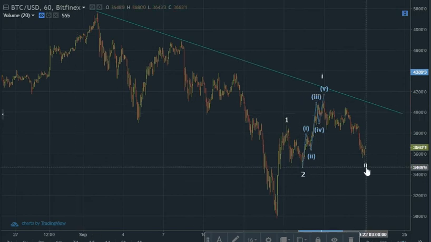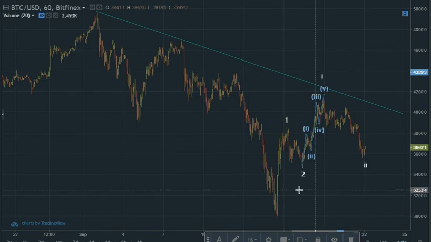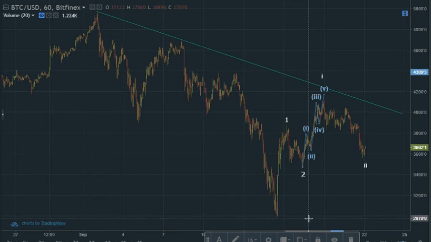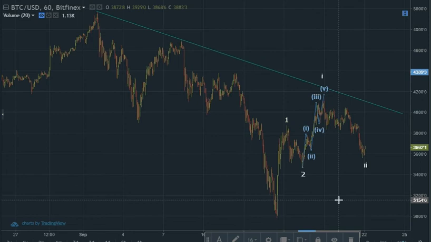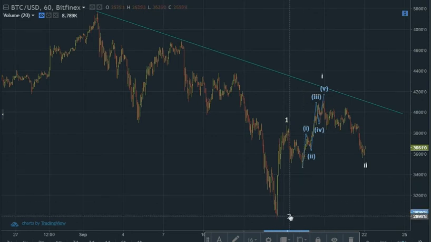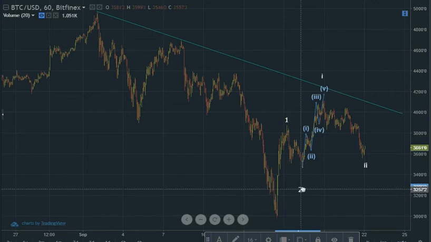So if this is wave 2, what's the rule in the relationship between any wave 1 and any wave 2 within the same degree? The rule of wave 2 is it cannot retrace beyond the starting point. So wave 2 could be right here. It could retrace 99.99% and it will still be a valid count.